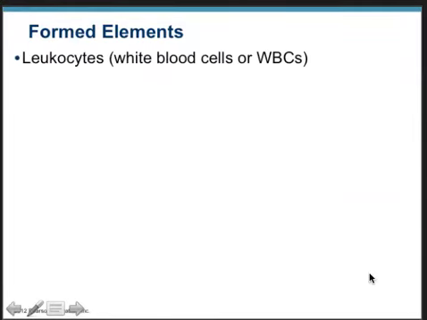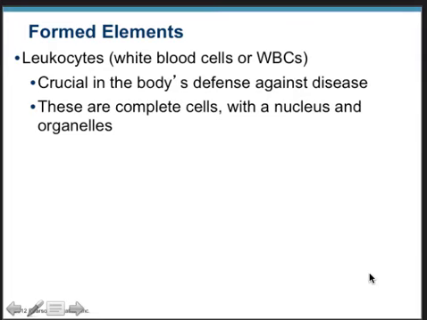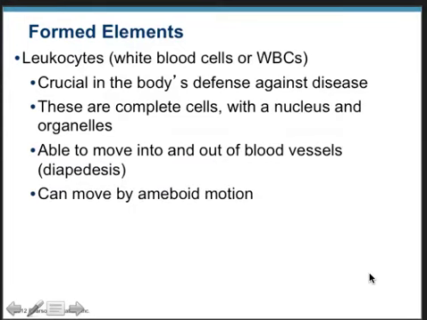Leukocytes are our disease fighters. Leuko means white, cyte means cell, so these are your white blood cells. They defend us against disease, and they are complete cells that have a nucleus and organelles. So they're capable of cell division, they're capable of biosynthesis, and they live a lot longer than a typical erythrocyte does, which lasts only about 2.5 trips through the circulatory system before it has to be recycled. It's able to move in and out of blood vessels through a process called diapedesis, where it can actually change its shape and squeeze through cracks and holes in tissues in order to go from one tissue compartment to the next.